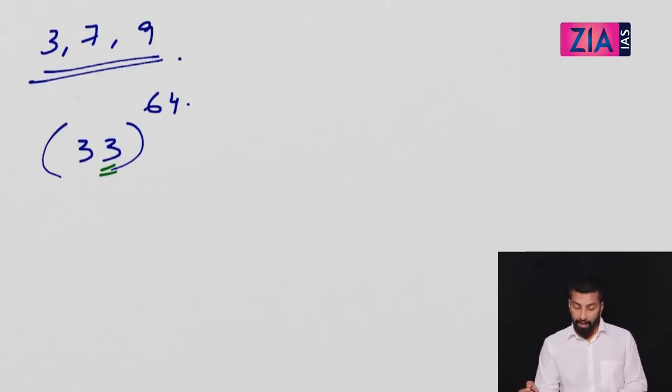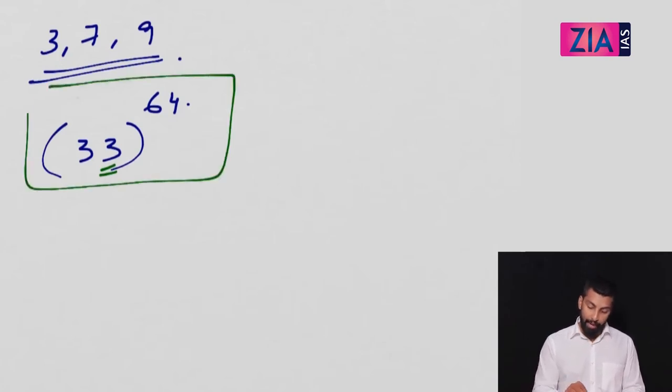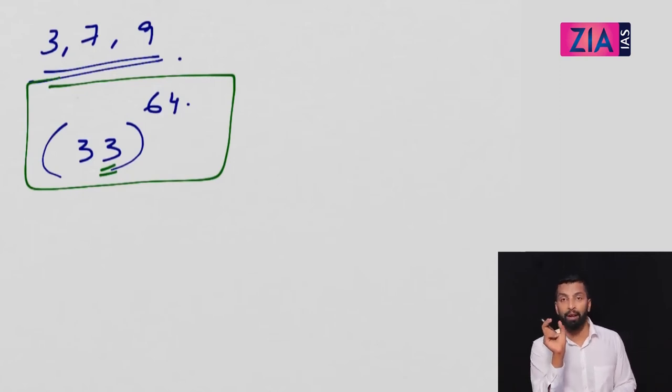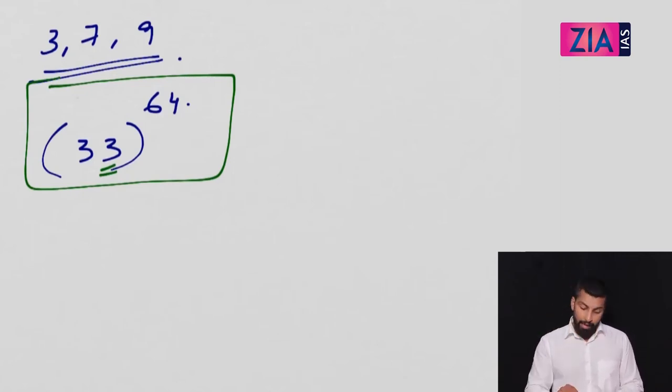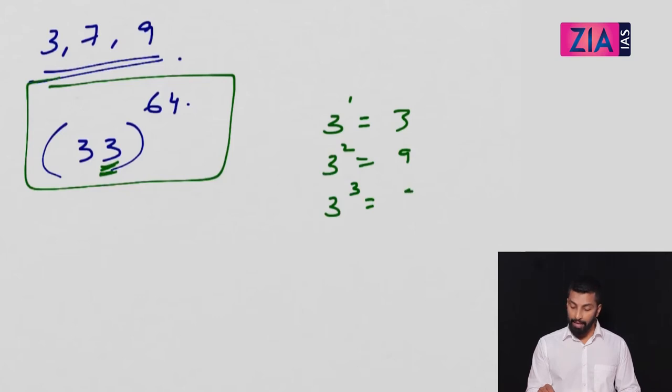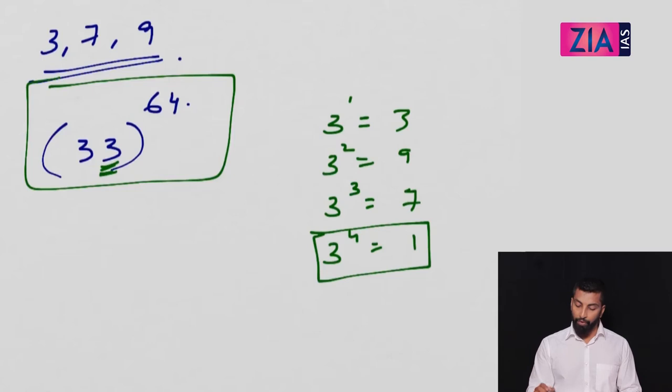What I need to do is convert the number in the bracket in such a way that it will end in 1. I hope you understood. So I need to rewrite this number in such a way that the number in the bracket will end in 1. Power can be anything. So the number here is 3. What power of 3 will give you 1? 3 raised to 1 is 3. 3 square is 9. 3 cube is 9 into 3, 27. 3 raised to 4 is 7 into 3, 21. So 3 raised to 4 will give you 1.